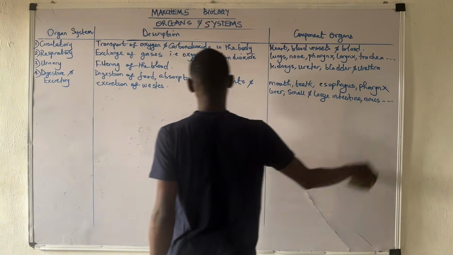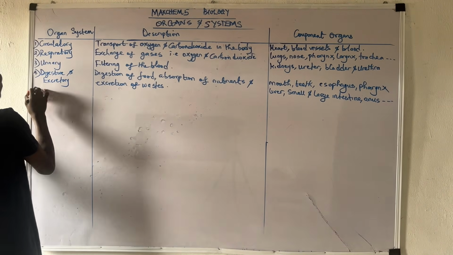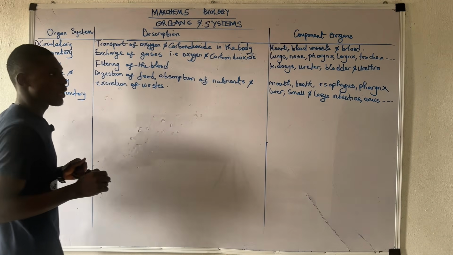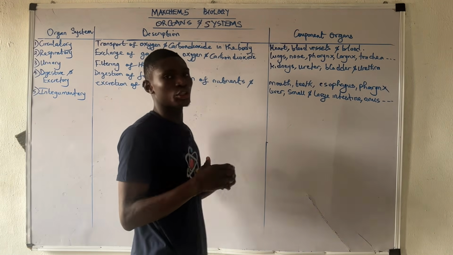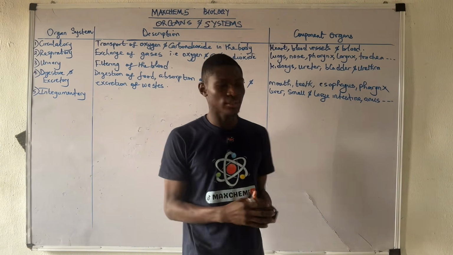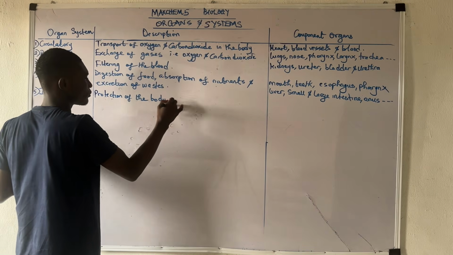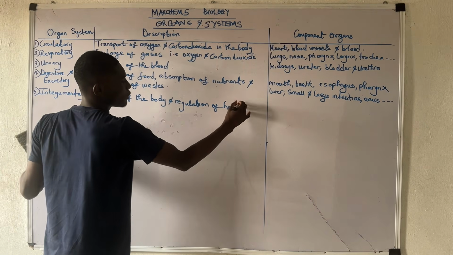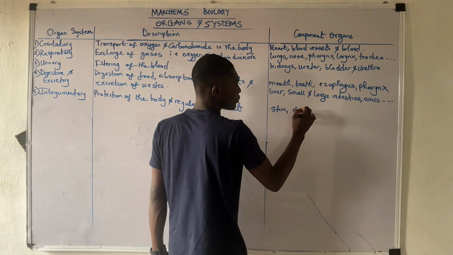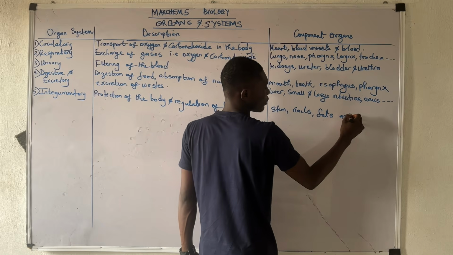The next system we'll be talking about is the integumentary system. The integumentary system has to do with the protection of the body and also regulation of heat. The component organs are the skin, nails, fat, and hairs.